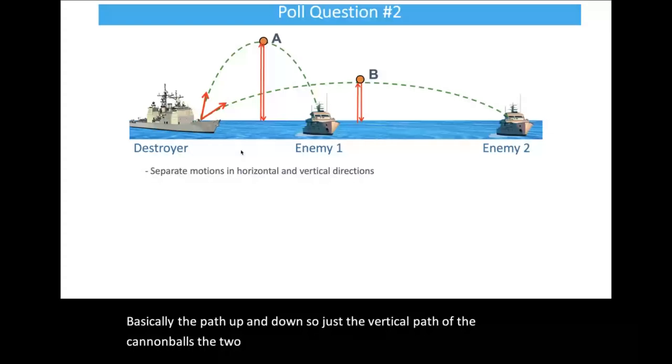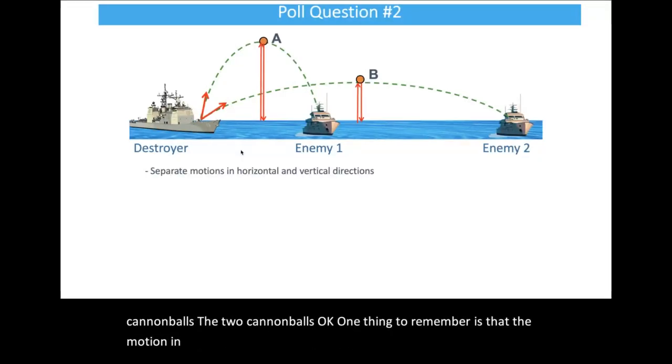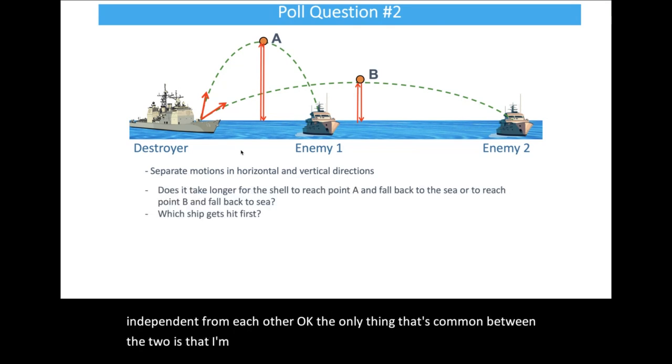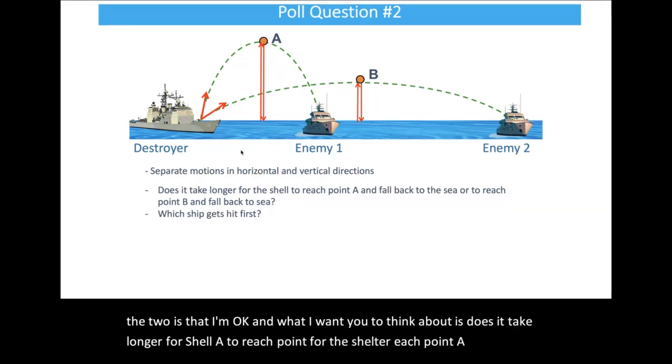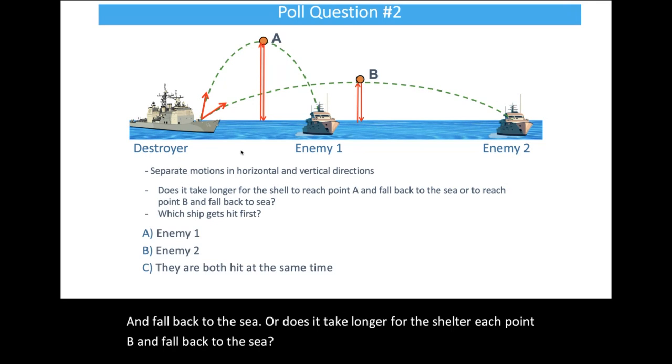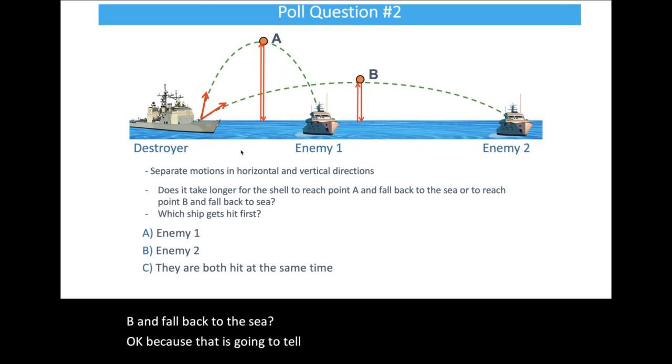One thing to remember is that the motion in the horizontal and vertical directions is separate. They're independent from each other. The only thing that's common between the 2 is the time. What I want you to think about is, does it take longer for the shell to reach point A and fall back to the sea, or does it take longer for the shell to reach point B and fall back to the sea? Because that is going to tell you which one gets hit first.